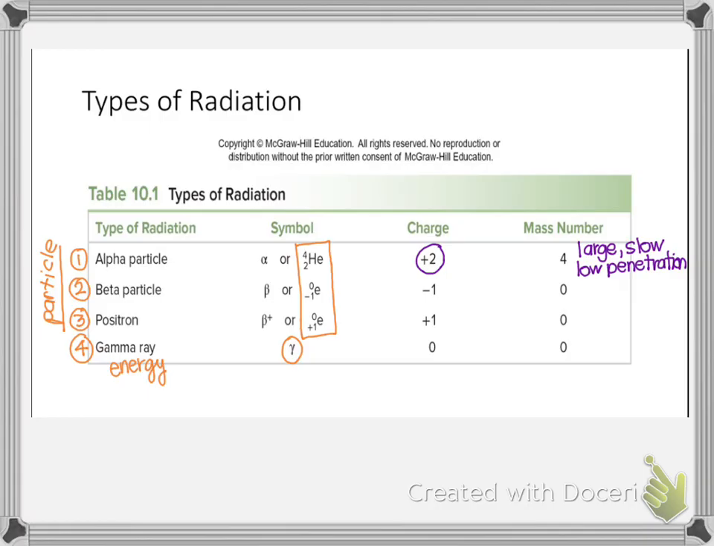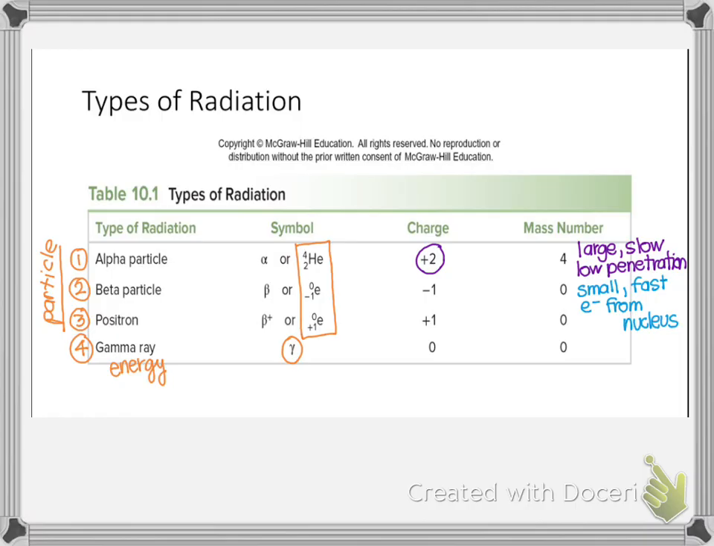Now then we also have the beta, which you see it has a -1 charge. The beta is much smaller and it's faster. This is like electrons from the nucleus. Now when I first heard that, I thought, what? Because electrons are outside the nucleus in the electron cloud. Well, these are not electrons that are just in the nucleus.